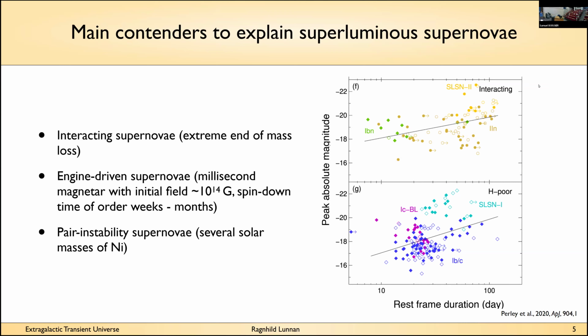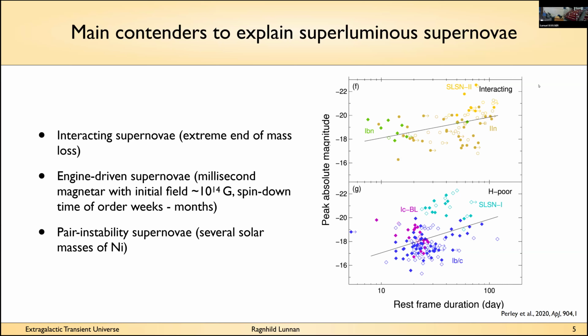So now on the right-hand side, I've zoomed in on this part, and now you can see the spectroscopic labels here. So there's 3 main contenders, I would say, for how to make a superluminous supernova. One is circumstellar interaction, so basically converting kinetic energy into radiation. This is definitely at play in many of the hydrogen-rich ones we see.